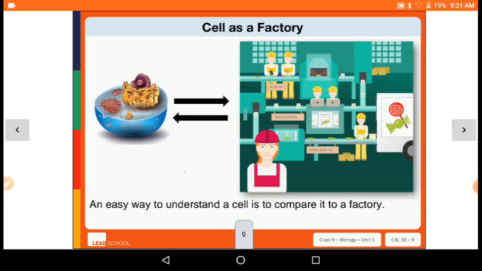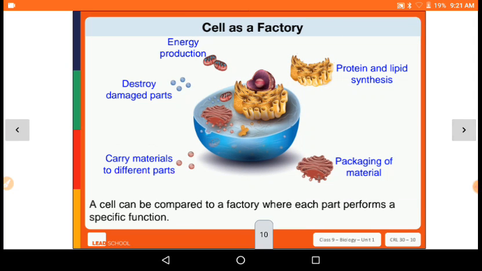Okay, in the starting I told you that we will compare the cell with a factory. So it is an easy way to understand. An easy way to understand the cell is to compare it to a factory. A cell can be compared to a factory where each part performs a specific function.